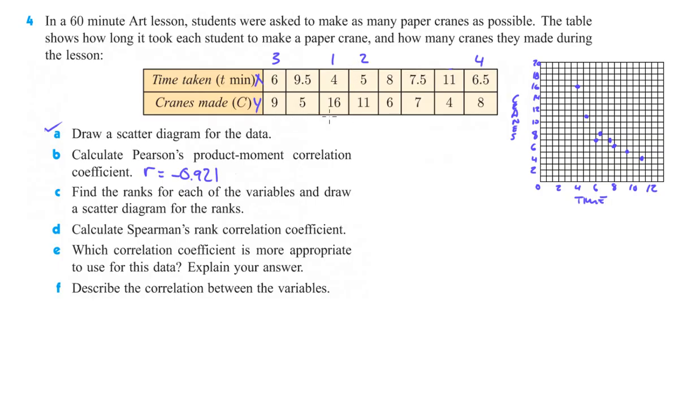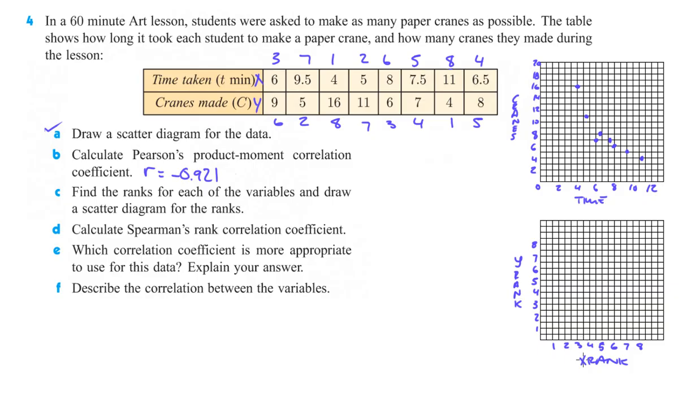And then we're going to do the same thing for this here. That's the lowest. That's the second lowest, and so forth. Okay, so here's our ranks for each piece of data. Find the ranks for each of the variables and draw a scatter diagram for the ranks. So let's draw another scatter diagram just for the ranks. Okay, so X rank is 1, the Y rank is 8. So we go to 1 and 8.